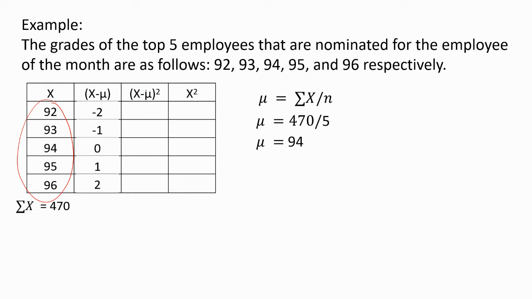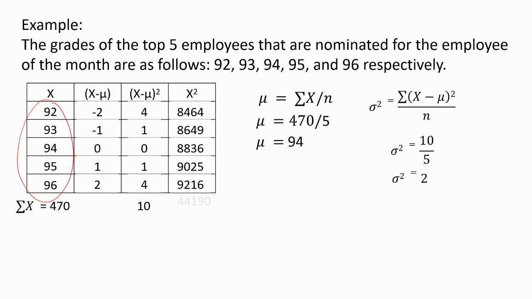Okay, and then if you're going to square this value, you're going to get 41014. So, equal lang halos sila. And then the next one you're going to do is square the scores. So you're going to get this one now. And then get the sum of the last two columns. So the column with the square is 10. And the last column is going to give you the value of 44190.